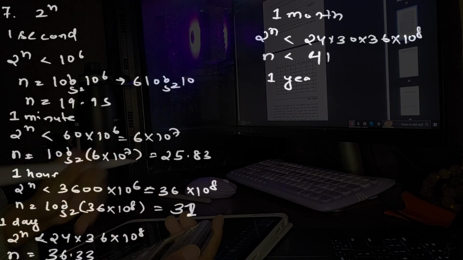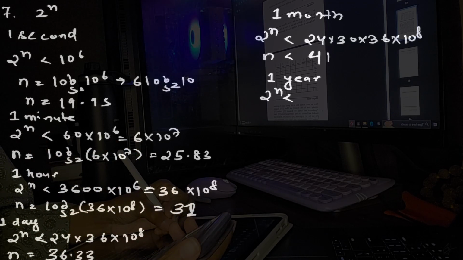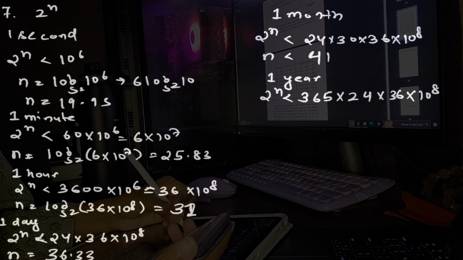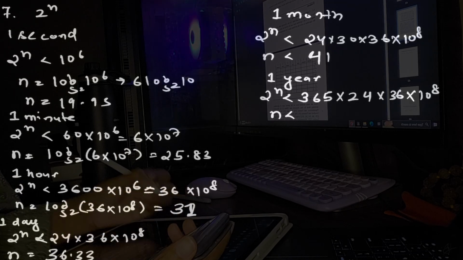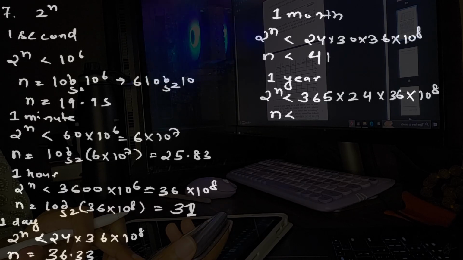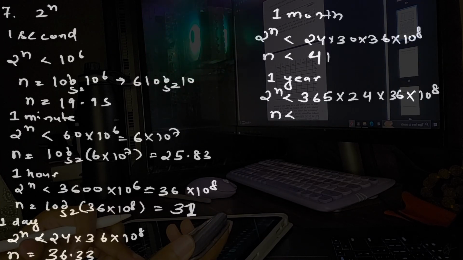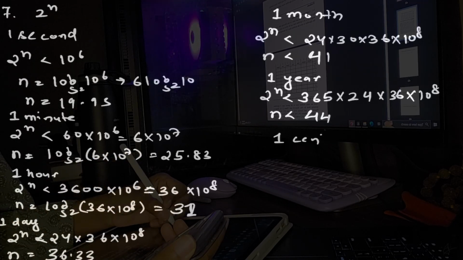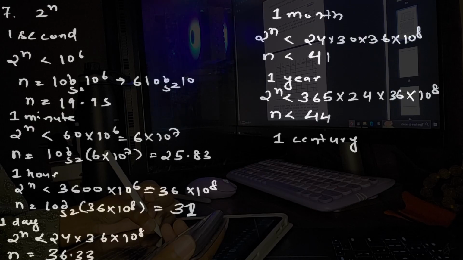Now 1 year, like I said, we will be doing on the day basis, not on the year basis. In a year we have 365 days into 24 into 36 into 10 to the power of 8. Now n is equal to, 365 into 24 into 36. Okay, it gives me 44. Okay, a century. Awesome.